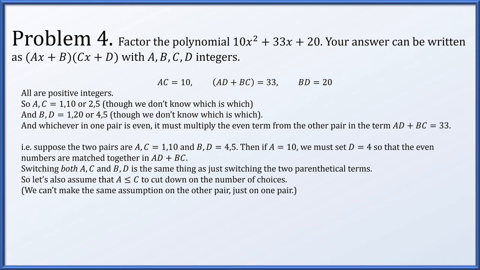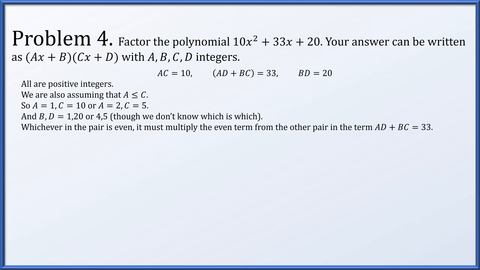I want to point out that we can presume A is the smaller between A and C, but I cannot then presume the same thing about B and D. One of these two pairs I can go ahead and force this on, but when you do this little trick of saying, if I switched AC and BD, I didn't really change anything, you have to switch both. So I can assume one of the pairs is smaller and then bigger, but the other one I don't have any information about. So here's where we are so far.